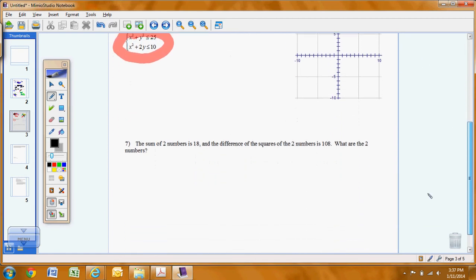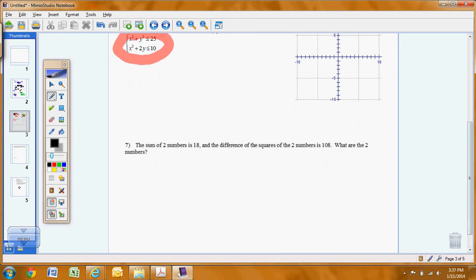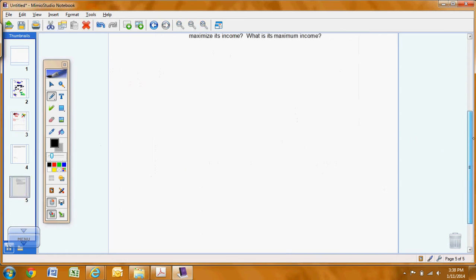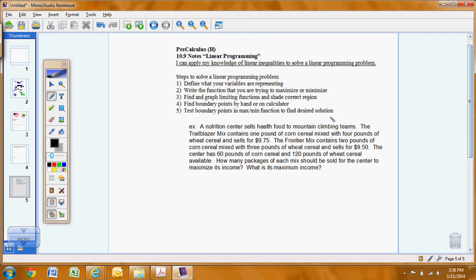All right, there's just a word problem dealing with it. And the last thing in this section was linear programming. So just to revisit that step, these are the exact notes that you have. I'm not going to go through an entire linear programming problem. Just remember the steps. Define what your variables are representing. And that comes from reading the last sentence: How many packages of each mix should be sold for the center to maximize its income?